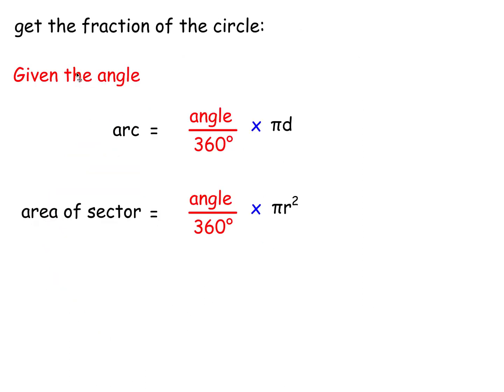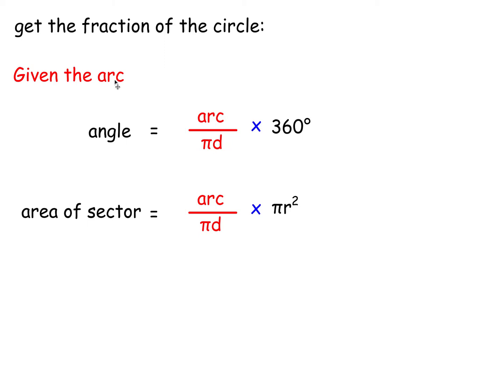So if you're given the angle, it goes over 360 degrees. This bit in red is getting the fraction of the circle. And if you want the arc length, get that fraction of pi d. The whole circle's pi d. If you want the area of the sector, get that fraction of pi r squared. So the angle gets you the fraction of the circumference or the area of the circle.